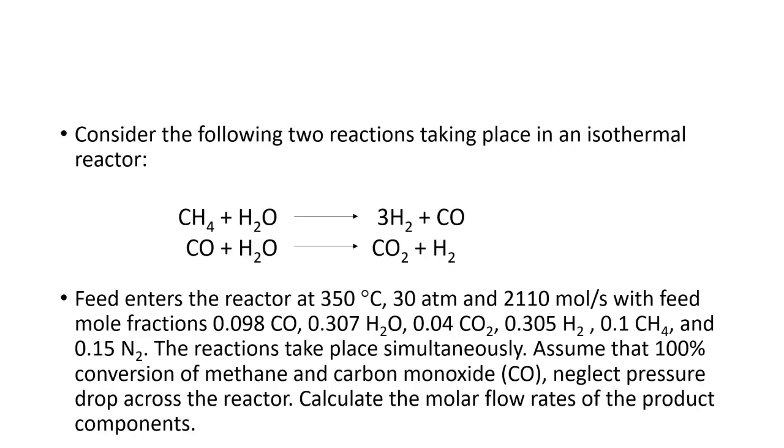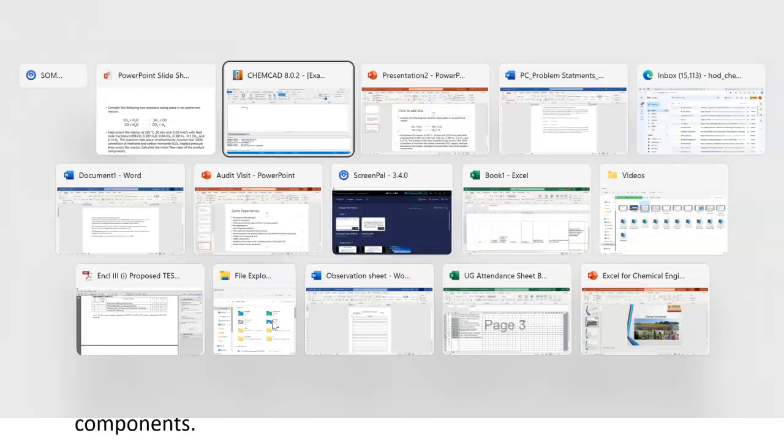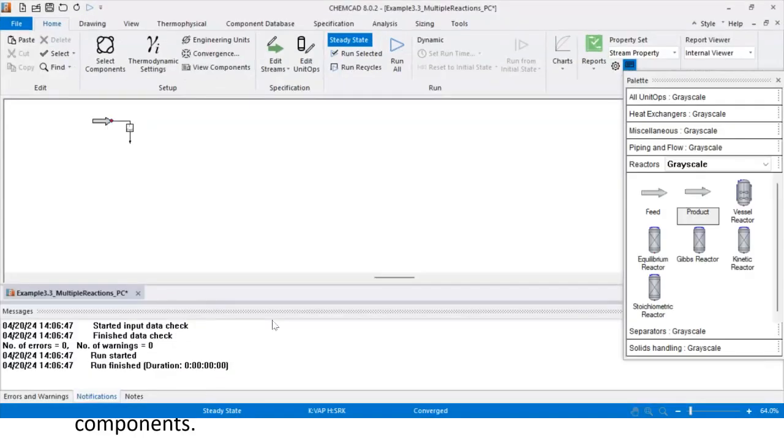The feed enters at 350 degrees Celsius at a pressure of 30 with a flow rate of 2110 moles per second. Feed compositions are given, and we are assuming 100% conversion of methane and carbon monoxide. Neglecting the pressure drop, what we are supposed to calculate is the flow rate of the outlet stream. This can be done by hand calculation or with the help of a simulator like CHEMCAD. So let us see how we do that in CHEMCAD.